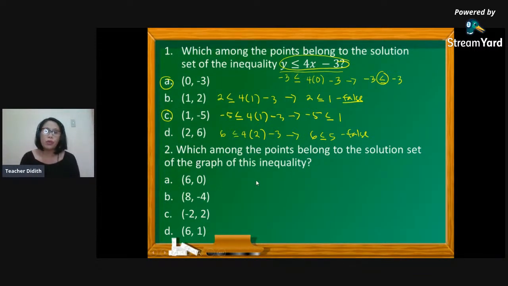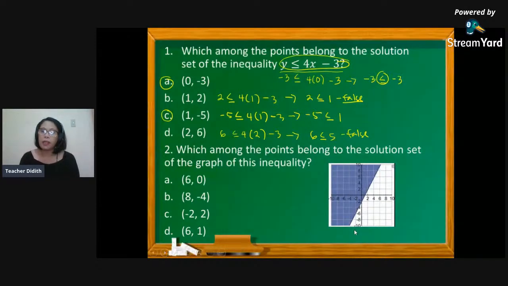Which among the points belong to the solution set of the graph of this inequality? Okay, now this is the graph of an inequality. You learn that the shaded region is the solution set. Some of you will have the answer already, or can you tell me what's the answer? You just type in the comment box. So let's look at (6, 0). (6, 0) is this one, and it is not in the shaded region, so this is not the solution.